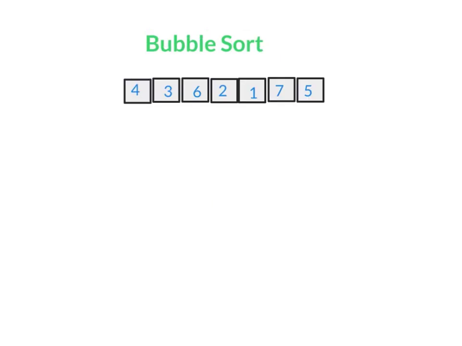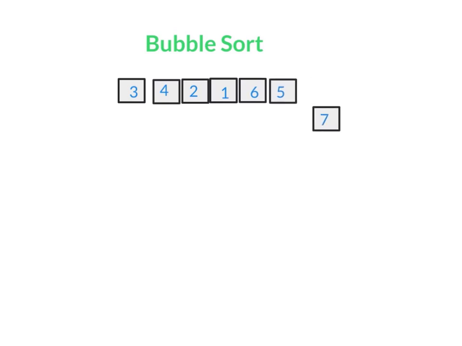So with bubble sort, we look at each pair of elements, and if they're out of order, we swap them. So 3 and 4 are out of order, 4 and 6 are in order, 6 and 2 are out of order, 6 and 1 are out of order, 6 and 7 are in order, and 7 and 5 are out of order, so we swap them. Now notice, now that we've gone one pass, we have the largest element at the end. So then we keep repeating that until we've sorted the entire array.